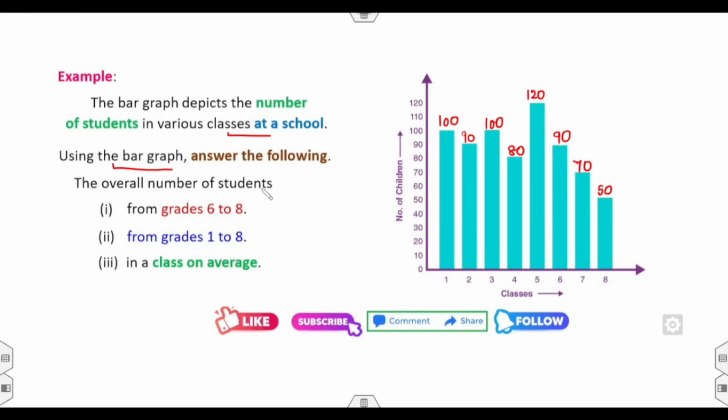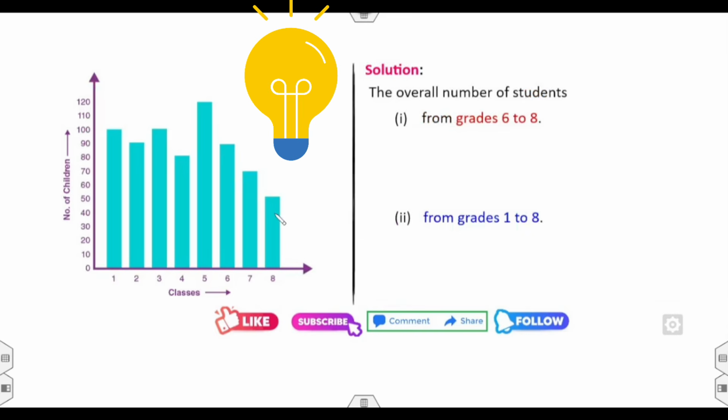Find the overall number of students from grade 6 to 8. Look at that. 6 to 8. What are the overall numbers? You can add them. 90 plus 70 plus 50 is the required number of students from grade 6 to 8. That means students in 6, students in 7, students in 8.